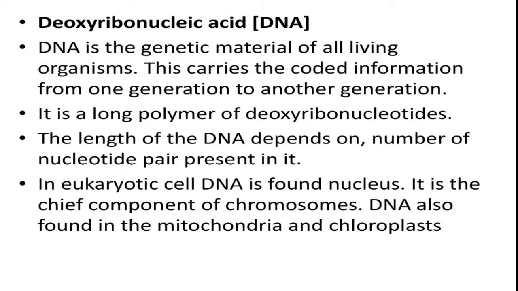So let's understand what DNA is about. This is the coded information that is passed on from one generation to another generation. We all know that it is a polymer of deoxyribonucleotides. In a eukaryotic cell, DNA is found in the nucleus. It is the chief component of the chromosomes. And this DNA is also present in mitochondria and chloroplast in eukaryotes.